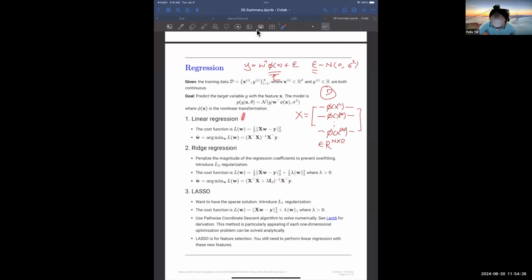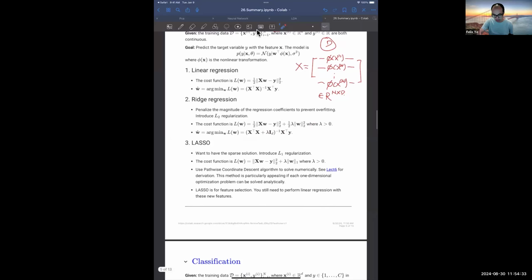But for both this linear regression and ridge regression, we don't get sparse solutions. Sometimes we want to get sparse solutions, because sparse solutions can lead to feature selection.